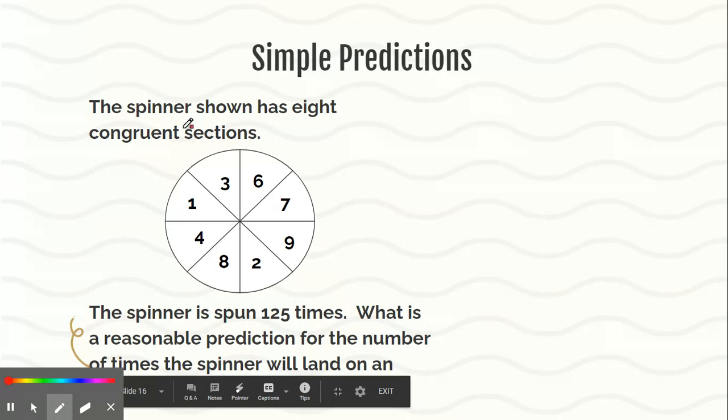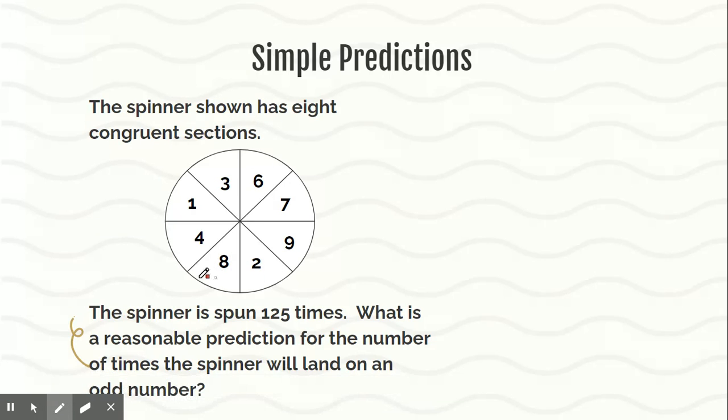The spinner shown has 8 congruent sections. The spinner is spun 125 times. What is a reasonable prediction for the number of times the spinner will land on an odd number? Okay, so I'm going to set up a proportion. So if we're predicting, we're going to set up proportions.